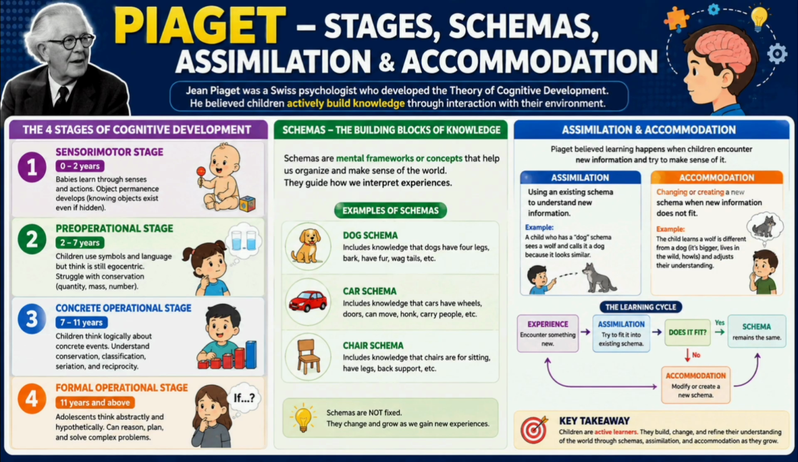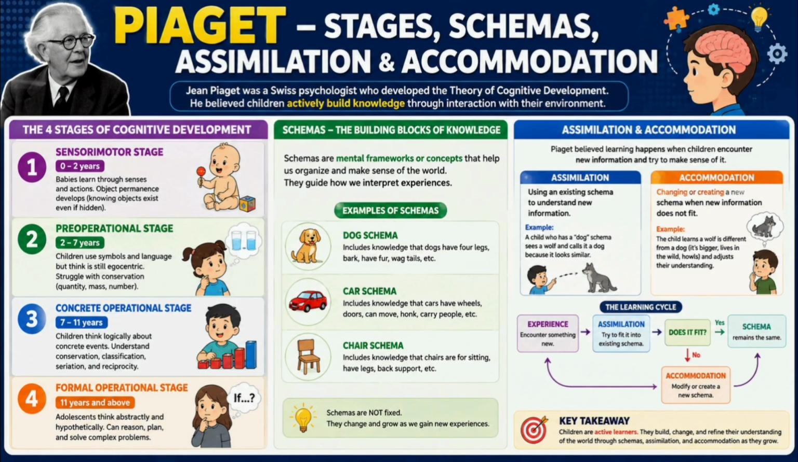Who was Jean Piaget? Jean Piaget was a Swiss psychologist who is famous for his theory of cognitive development. According to Piaget, children are not passive receivers of information. Children are active learners. They actively explore their environment, interact with objects and people, and construct their own understanding. Children learn by doing, exploring, thinking, and interacting with their environment.